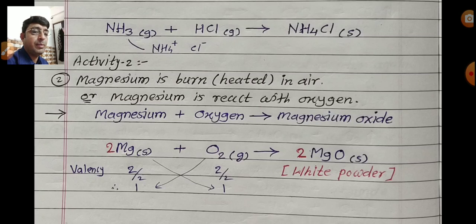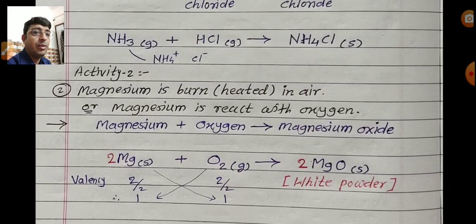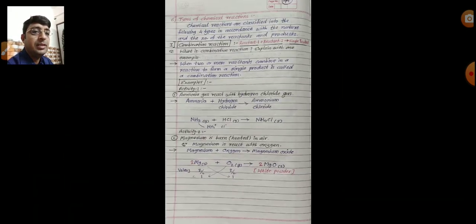But for balancing purposes, on the left hand side there are 2 oxygen atoms, but on the right hand side, in MgO, there is only one oxygen, that's why we multiply by 2. So 2 oxygen and 2 magnesium on the right side. On the left hand side, oxygen is 2 but there is only 1 magnesium, so here also we multiply by 2. So this is the balanced reaction, and a white colored powder of magnesium oxide is formed. This is the second activity. Check the third activity.